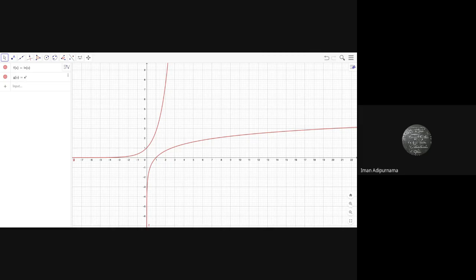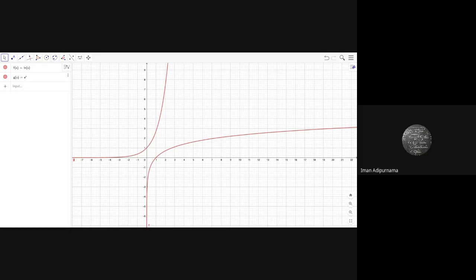So you see in this log, it crosses 1 here. So when you have 1, it's 0. But when x is negative, you cannot pass through here, right? So you cannot have any negative x for the log.